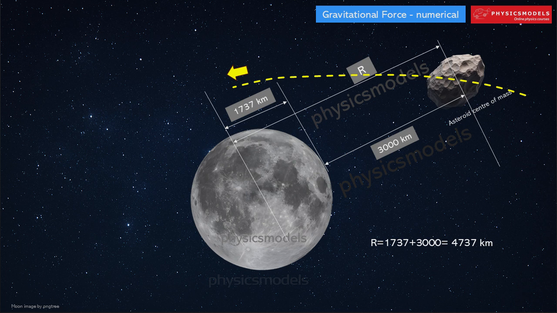The numerical gives a distance between asteroid center and the surface of the moon, which is 3000 kilometers. The moon's radius is known, that's 1737 kilometers. So we can find the distance r by just adding them. It's important to imagine this well so that we can solve different numericals using the right center distance.